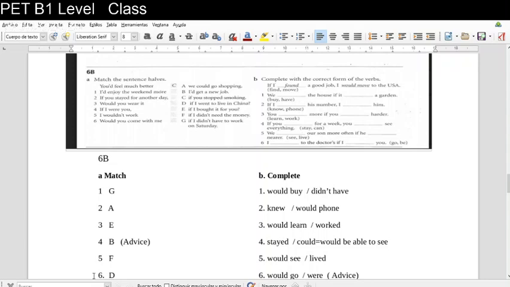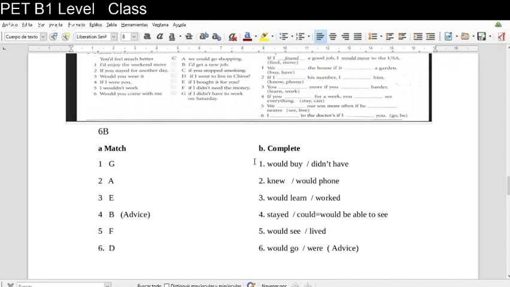And after matching, you have here the structure. Number one is the main clause, then I need to start with the conditional: We would buy the house if it didn't have a garden. Number two, if I knew his number, I would phone him. Number three, you would learn more if you worked harder.